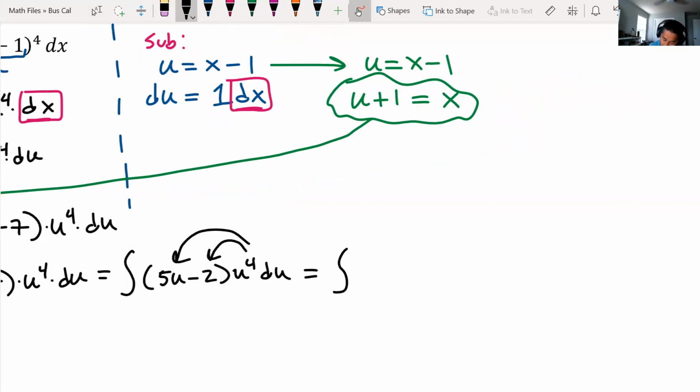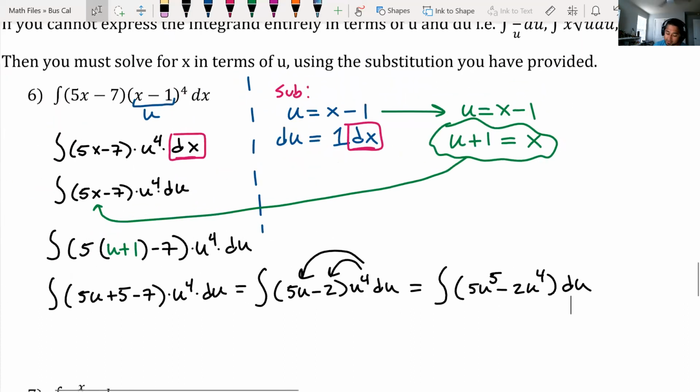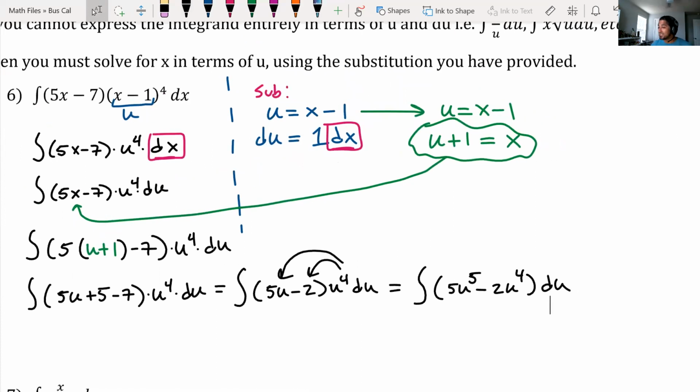And you'll get the integral of 5u to the fifth minus 2u to the fourth du. And now we are set to find the antiderivative. Which means on both of these, they will use power rule. So let's go ahead and look at the first one.